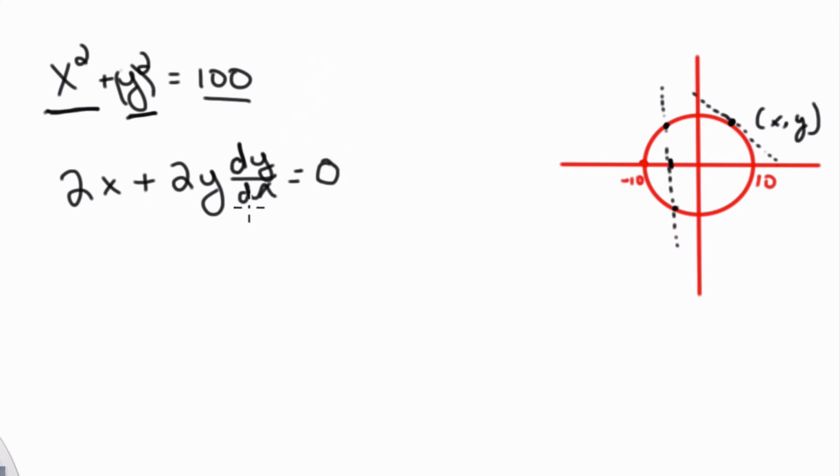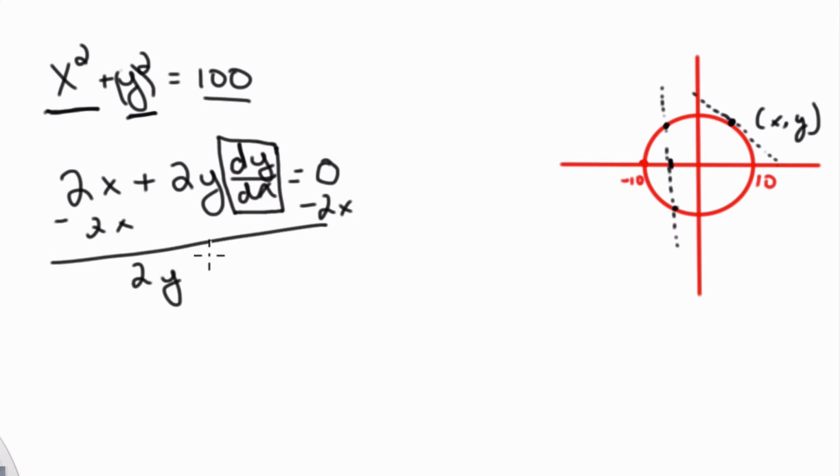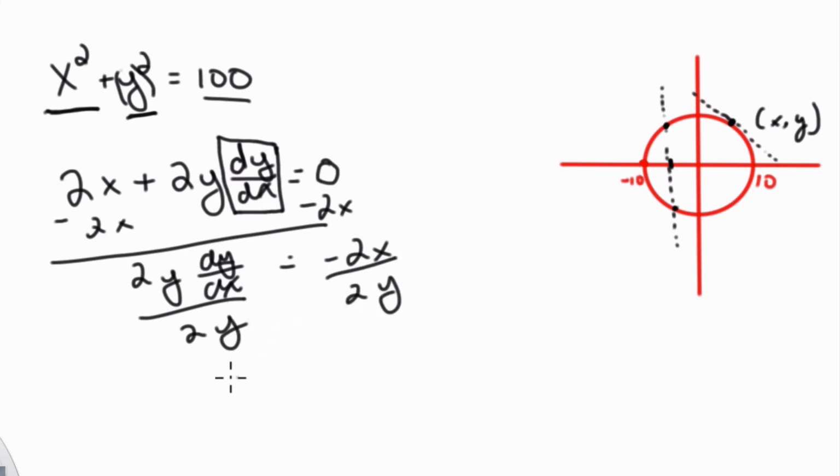So what I can do here is now isolate this dy dx as the term that I need to solve for. So solving for that is pretty easy. I just subtract 2x from both sides. That gives me 2y dy dx is equal to negative 2x. And then I divide by 2y on both sides. And that gives me kind of a nice little fraction of negative x over y.